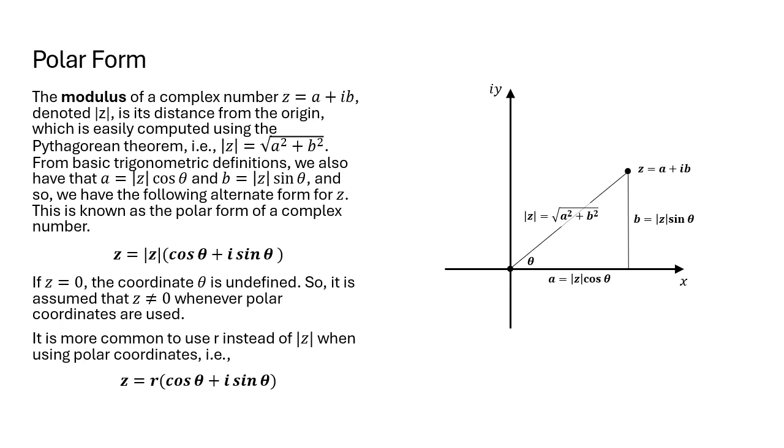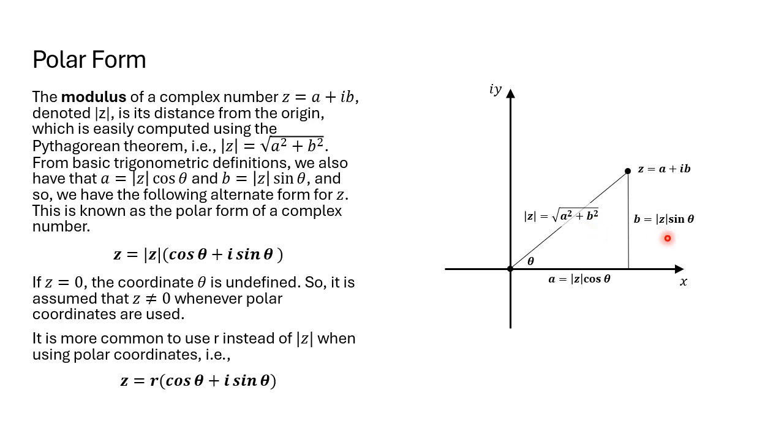The polar form of a complex number is basically a representation using the length of the complex number from the origin, which is called the modulus, and the angle that the vector the complex number makes with the x-axis. So we can see here in the figure, we have z equals a plus ib. That's our complex number. The angle it makes with the x-axis is theta, and then the modulus is just the square root of a squared plus b squared. That's from the Pythagorean theorem.